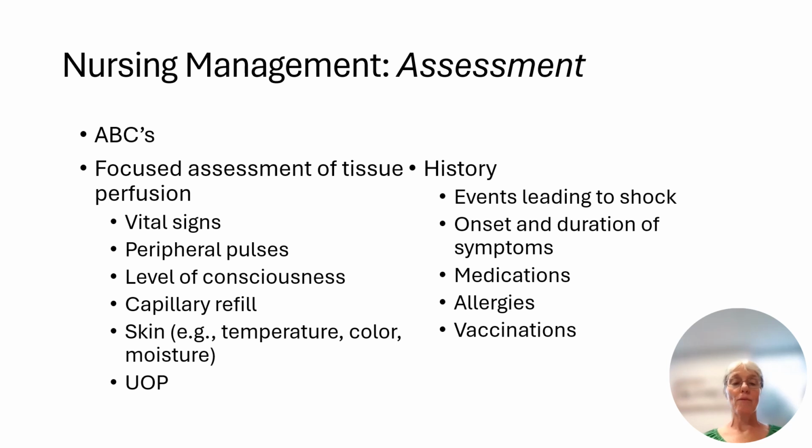Okay, so we're assessing our patient. We think the patient may be in hypovolemic shock. Our ABCs are always going to be our focus. We're going to do a focused assessment of tissue perfusion, and we do that by assessing vital signs, peripheral pulses (remember how they're going to progress), level of consciousness, and capillary refill.